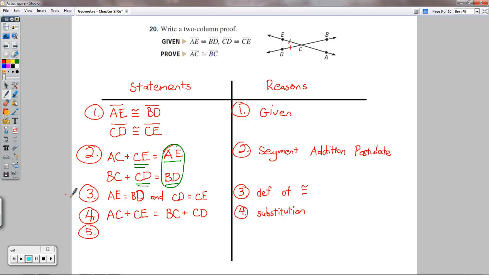And so step 5, we are subtracting equal things now from both sides. I can subtract CE and CD from both sides. I can just say, hey, these go away. They're equal to each other. If I subtract equal things off of both sides, what am I left with? I'm left with AC equals BC.